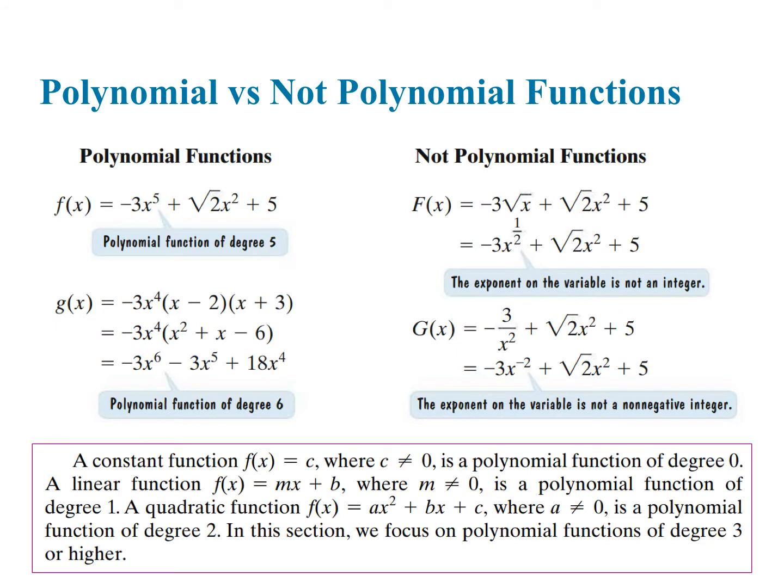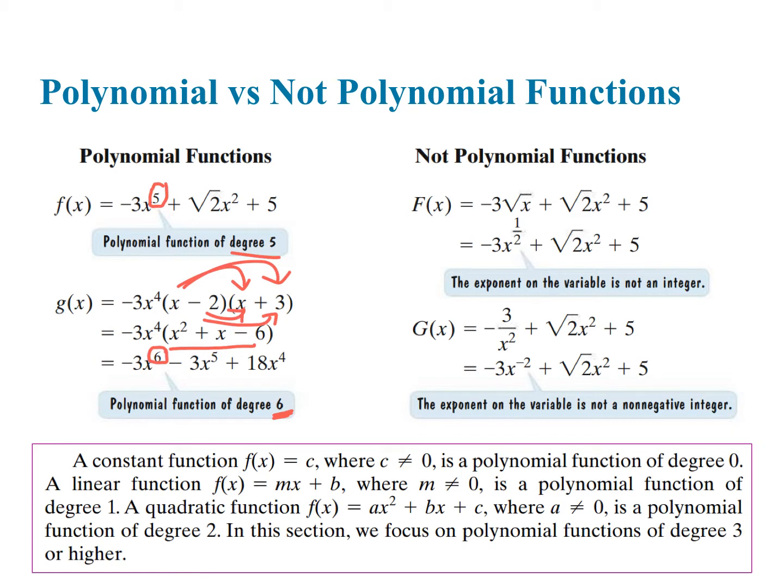So here's just some examples of what's polynomial and what's not polynomial. So we'll start with the polynomial functions. So this one is degree 5 because that is the highest exponent we have. This one down here is a degree of 6. And you can see they did the factoring, they did the FOIL to get this, and then they went ahead and did distributive again, and you ended up with a 6 as the highest exponent, so it's a degree 6.